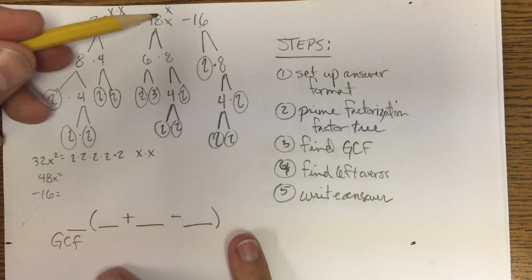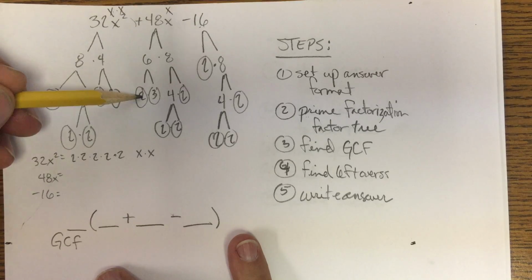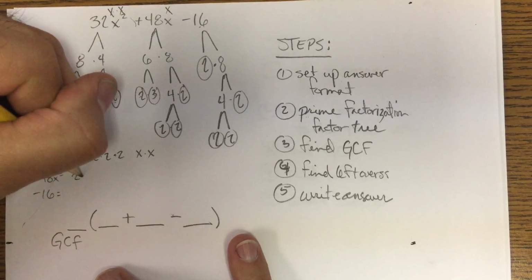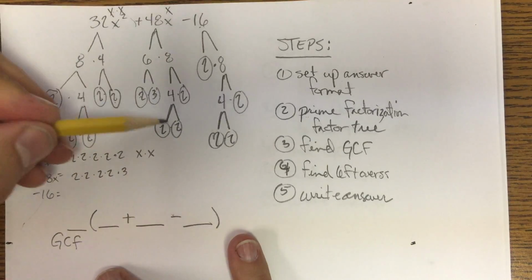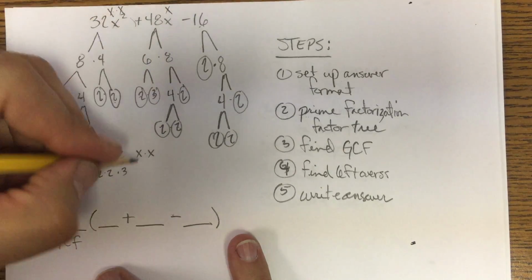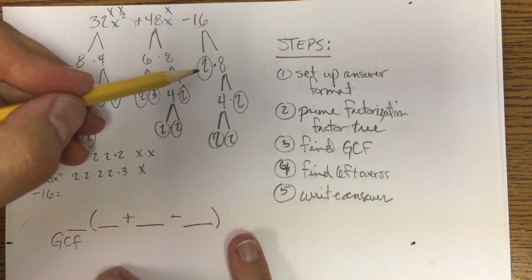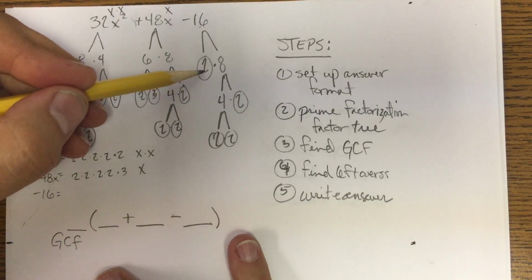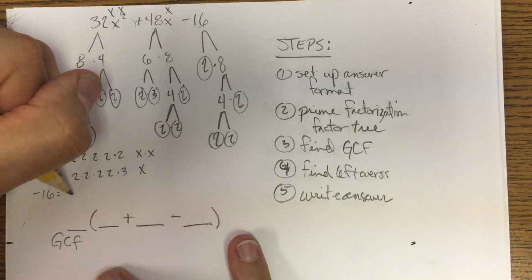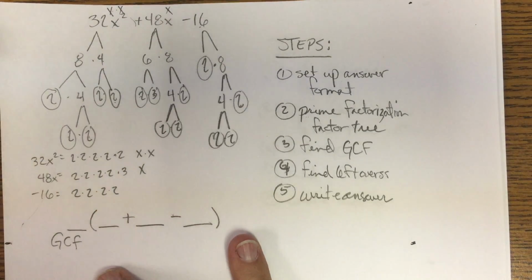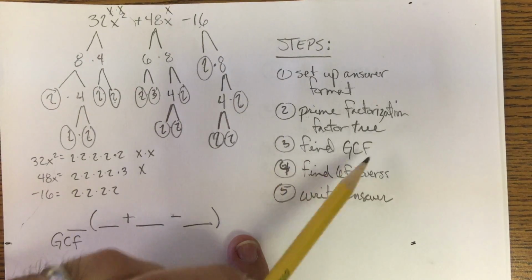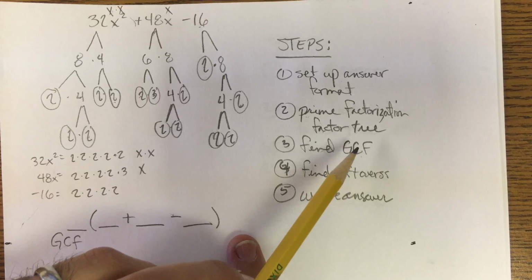Okay. Now, let's write down the one for 48. The prime factorization is 4 2's and a 3, and there's also 1 x. Now, for the last number, 16, 2 times 2 times 2 times 2, so that's 4, and there's no x's.